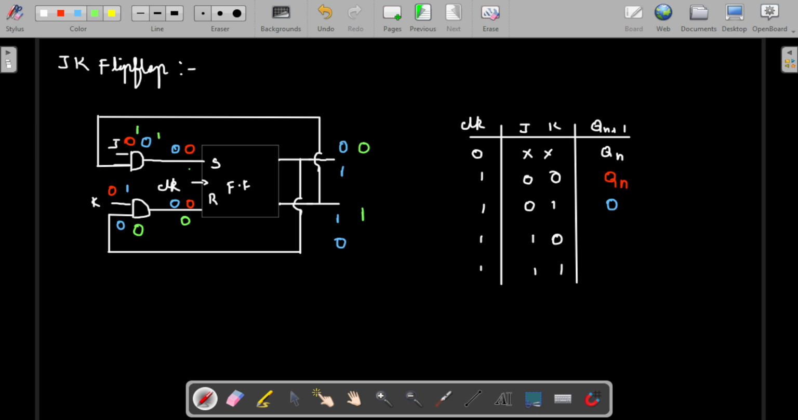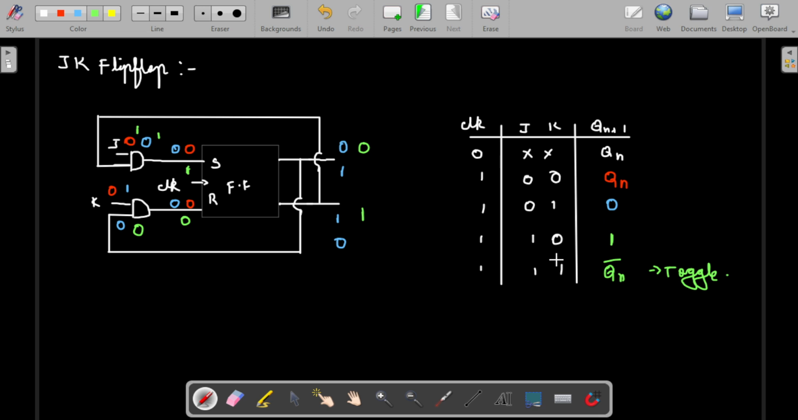So 1 into 1, the value will be coming 1. So when we give 1 0, the output will be changed to 1. Okay, so that is the same. So simply, when we give 1 and 1, the output will toggle. So that will be Qn bar. So this will be the toggle condition. So the previous state will be toggled. Okay. So this is the truth table for the JK flip flop.